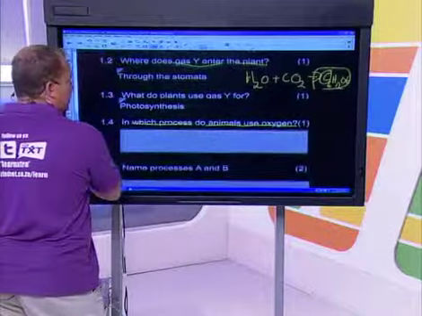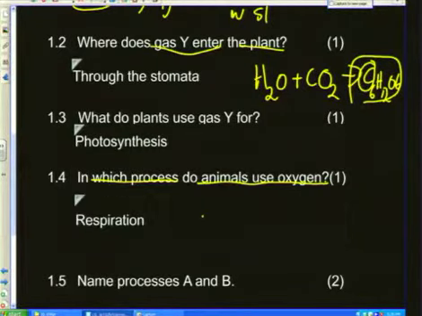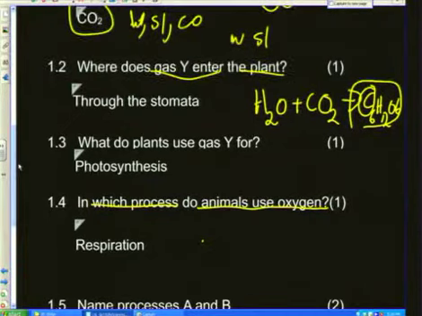So let's go see. Okay, it is not that one. It's that one. In which process are animals using oxygen? It's called cellular respiration. Cellular respiration is the process where we use oxygen to make energy.